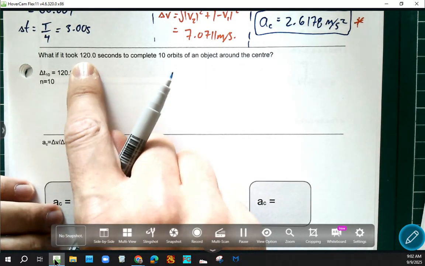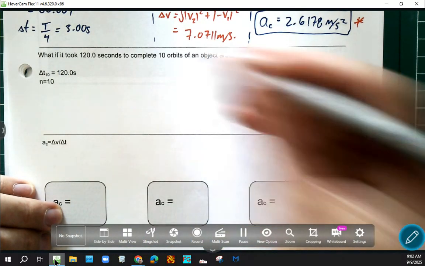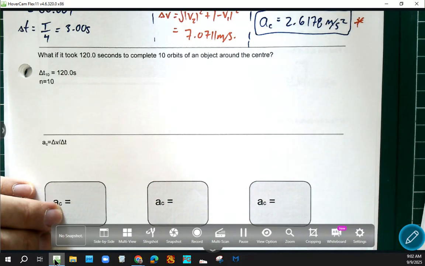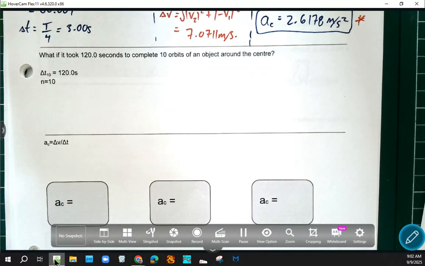We say, okay, if it took 120 seconds to complete 10 orbits of an object around the center, and I don't even know, we don't have a story for this, so it could be, like when I was a kid, I used to take a skipping rope and attach a tennis ball to it and whiz it around my head and see if I could knock my sister in the head with it. I wouldn't do that. My sister's a lovely girl, and whatever I did on the playground has nothing to do with, never mind.